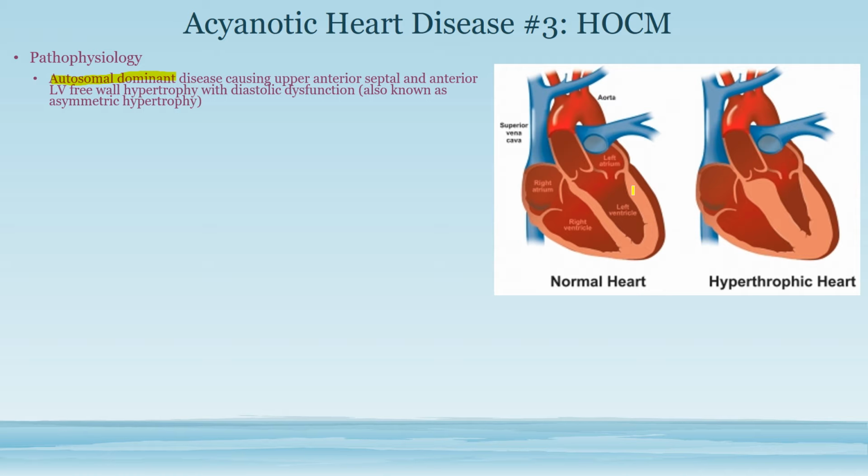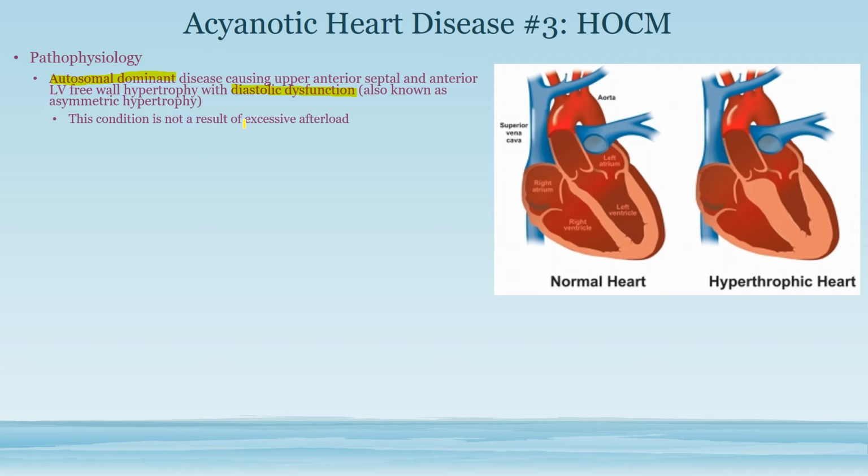Alright, this is what it normally looks like. Now look what happens. Look how thick it gets. The left ventricular free wall anteriorly and the upper part of the septum get massively hypertrophied, and it causes a diastolic dysfunction, because remember, when you hypertrophy muscle, it has trouble relaxing.